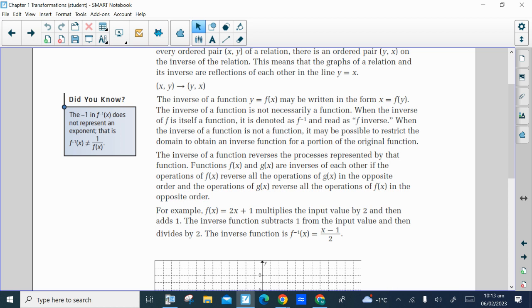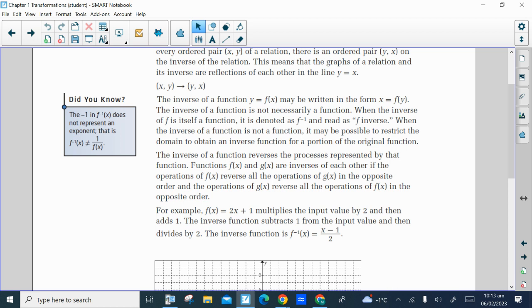The inverse of a function reverses the processes represented by that function. Functions f(x) and g(x) are inverses of each other if the operations of f(x) reverse all the operations of g(x) in the opposite order, and the opposite operations of g(x) reverse all operations of f(x) again in the opposite order. So the inverse will reverse the order of the operations. So it's like it's in the opposite order.